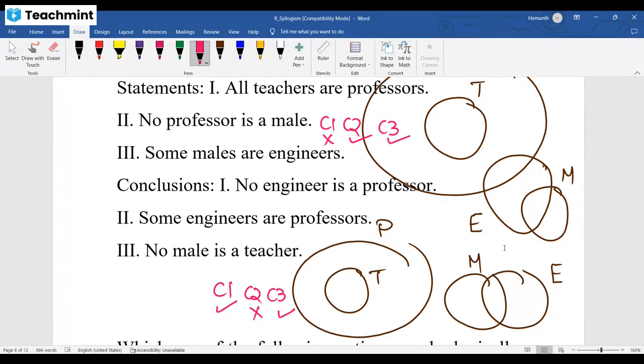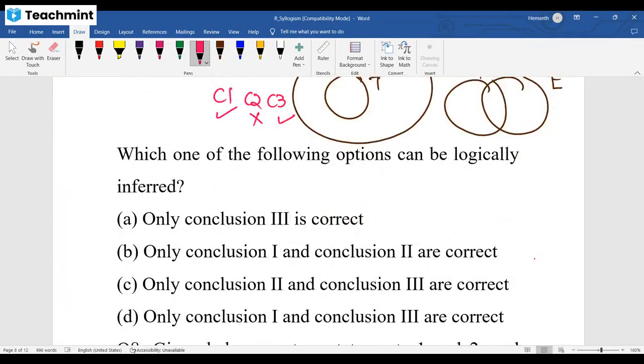Is "either" there in the options? No, don't worry about it. That's what I want to alert you: when "either" is not there, don't look into that option. First one failed in the first diagram, remove it. Second one failed in the other diagram, remove it. First and second I don't want. Only the third one is correct, that is the answer.